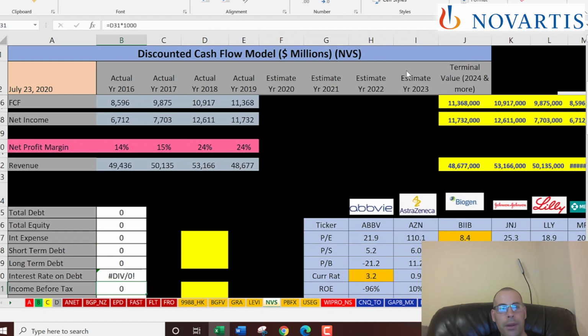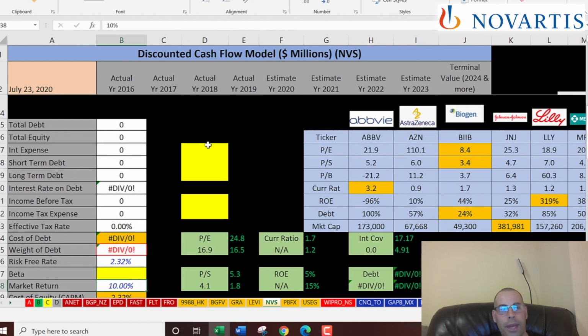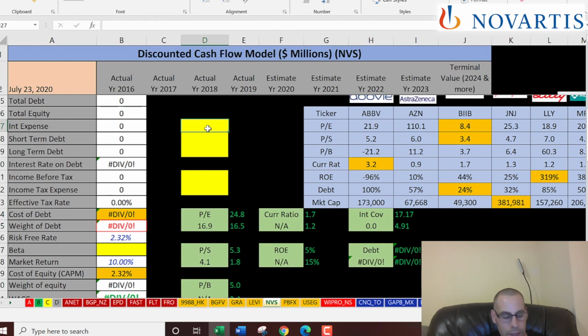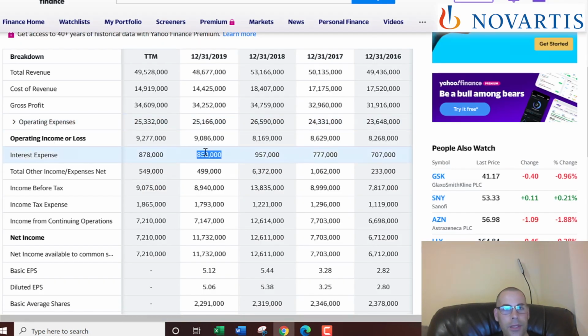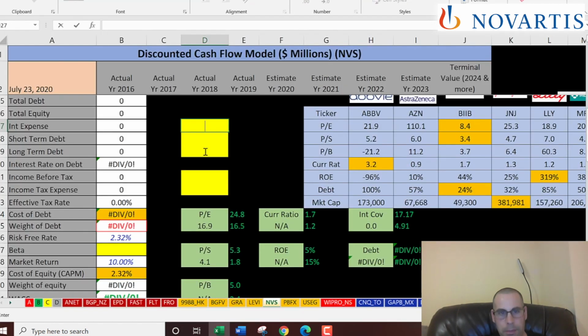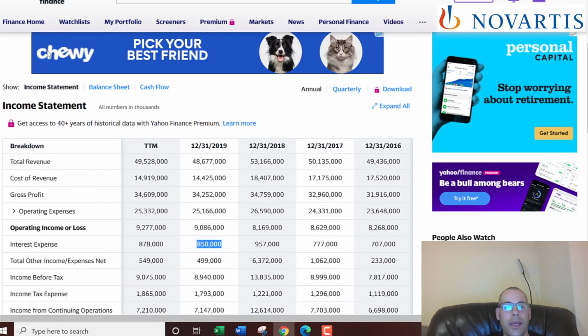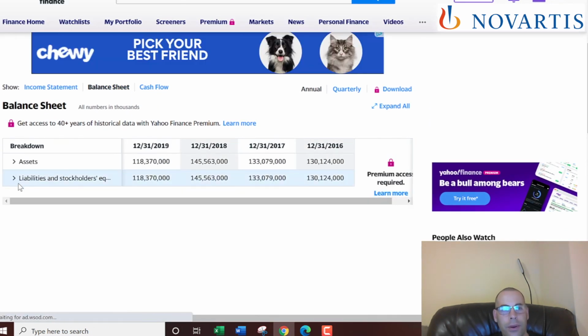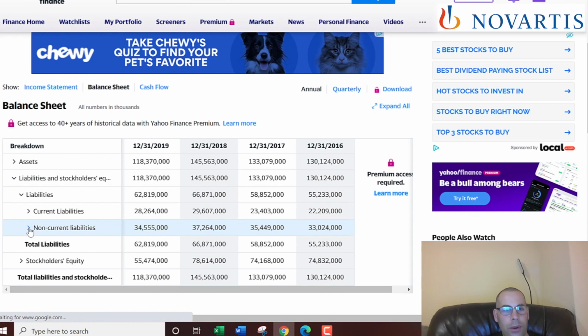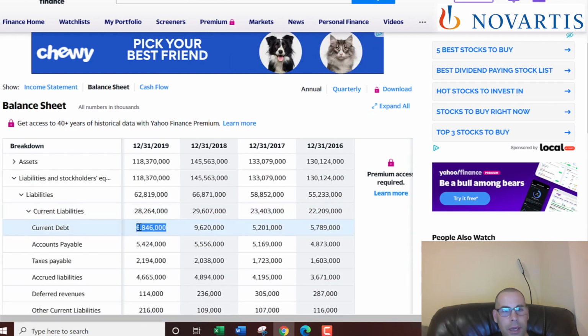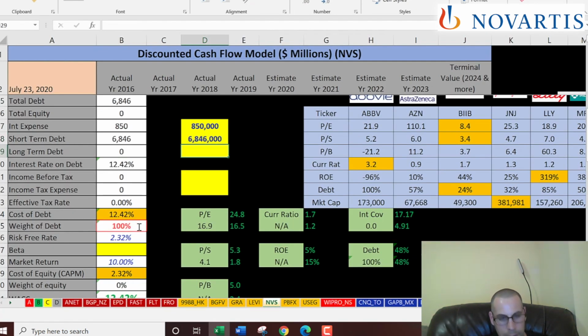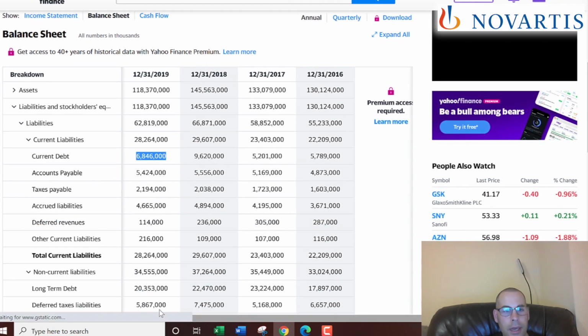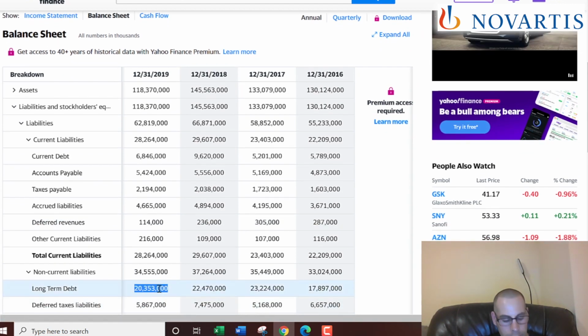Let's look at the capital structure to figure out the discount rate we need to apply to the future cash flows. The interest they pay on their debt is $850 million. Let's see how much debt they have. We'll go to the balance sheet. We'll go to the liability section. Current debt of $6.8 billion. Long-term debt of $20 billion.